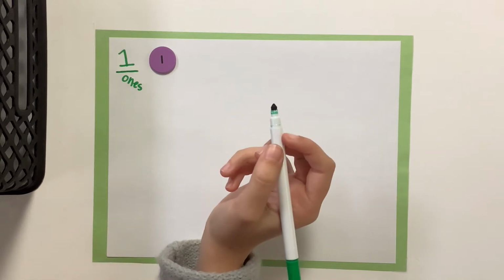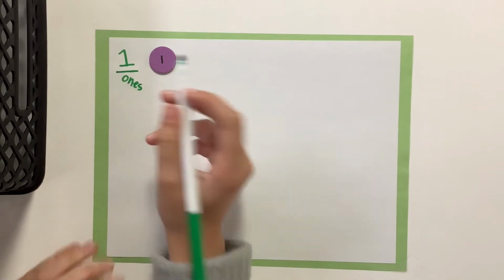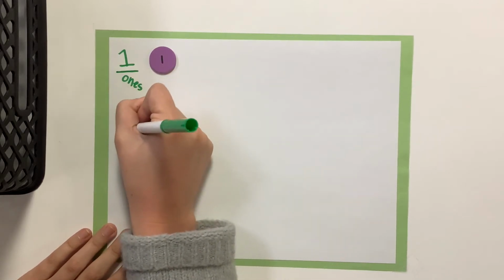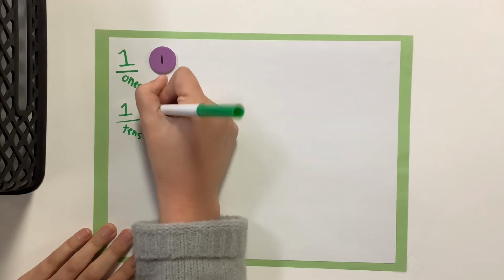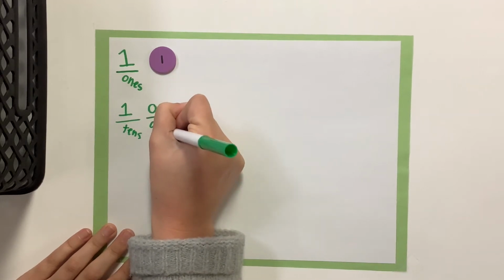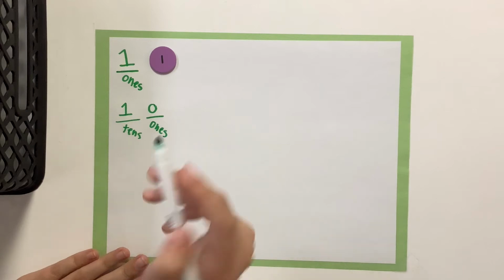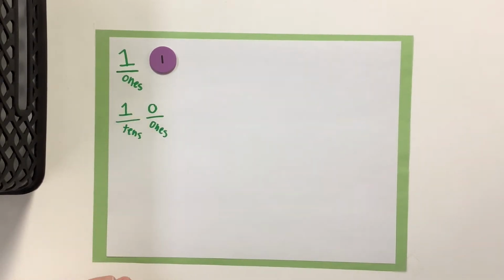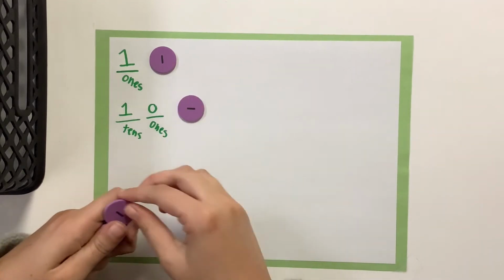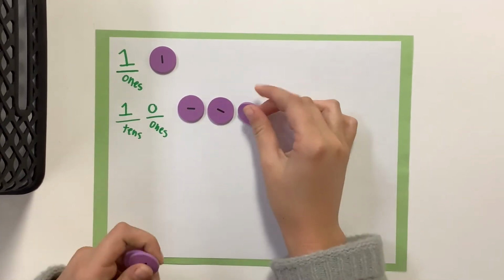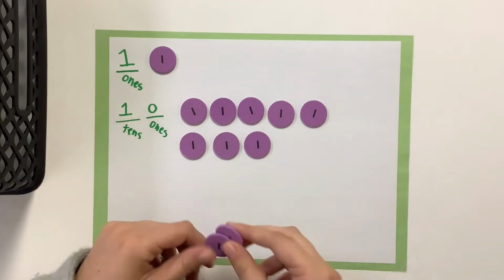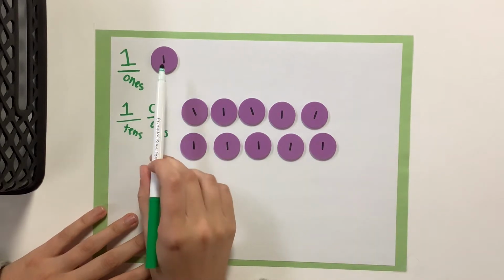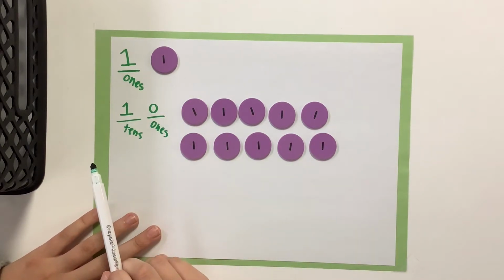Okay, what if I moved this one digit to the tens place? So if I want this to be in the tens place, I would have to put a 0 in the ones place. Okay, so now this 1 is in the tens place. So I would need 1, 2, 3, 10 to represent this little 1 that just got moved.